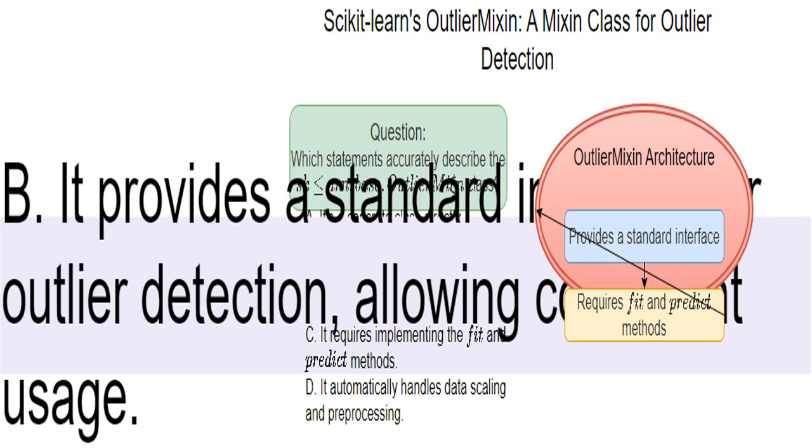The main point here is that this statement is also correct. OutlierMixin acts as a common interface. It doesn't do the outlier detection itself, but ensures that any class using it follows the same rules. This is why it's a mixin. It's added to other classes to give them a standard set of functions related to outlier detection.